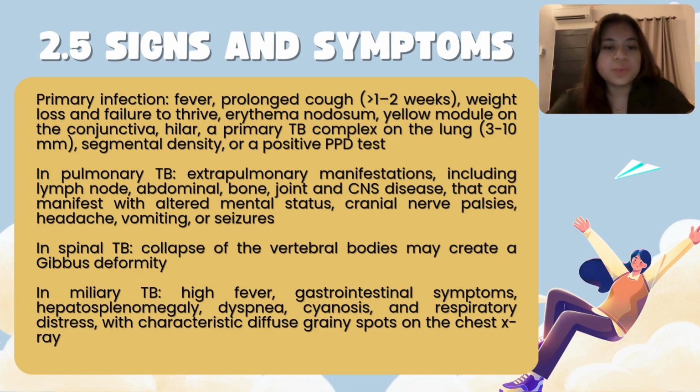For primary infection, children will have fever, prolonged cough, weight loss, and failure to thrive, and the rest is mentioned in the slide. In pulmonary TB, extrapulmonary manifestations include lymph nodes, abdominal, bone, joint, and sinus disease, and TB meningitis can manifest with altered mental status, cranial nerve palsy, headache, vomiting, or seizure.